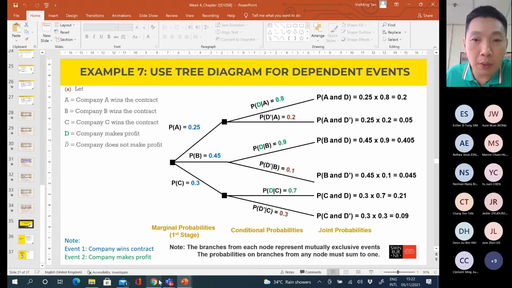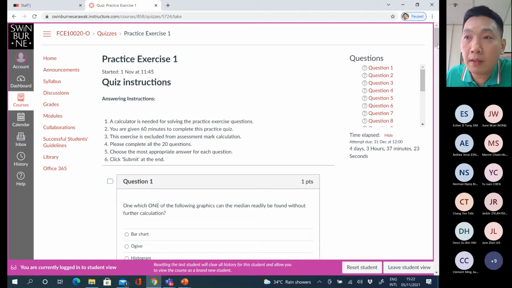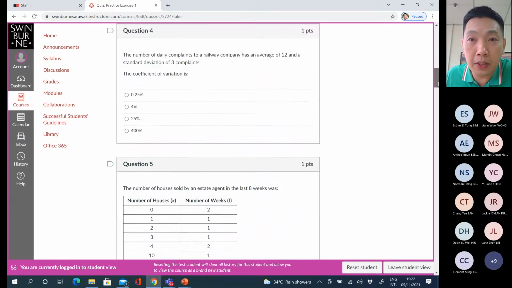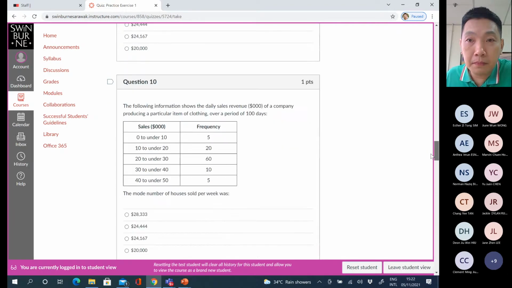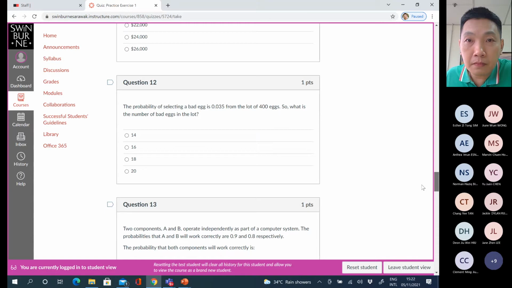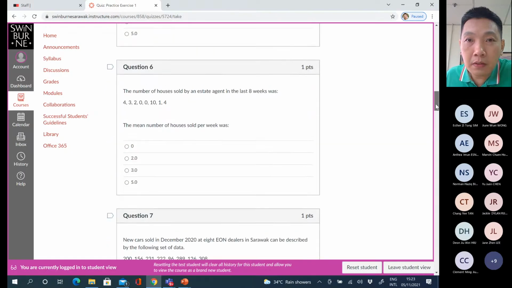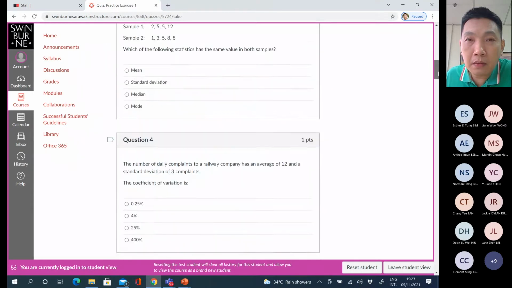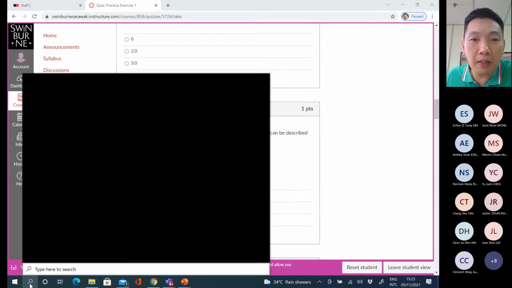I think we have one question just now. Okay, I go back to student view. I think there is one question looking for interquartile range, right? Any question looking for IQR, interquartile range? Question 7, sir. 7, okay. This one, interquartile range. So just now, what is the formula you used in order to calculate the interquartile range? Third quartile minus first quartile. Correct. Okay, so I write down the formula.